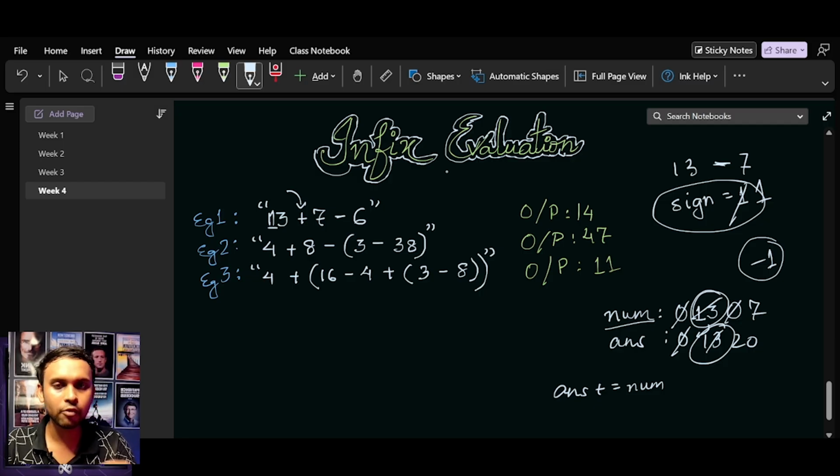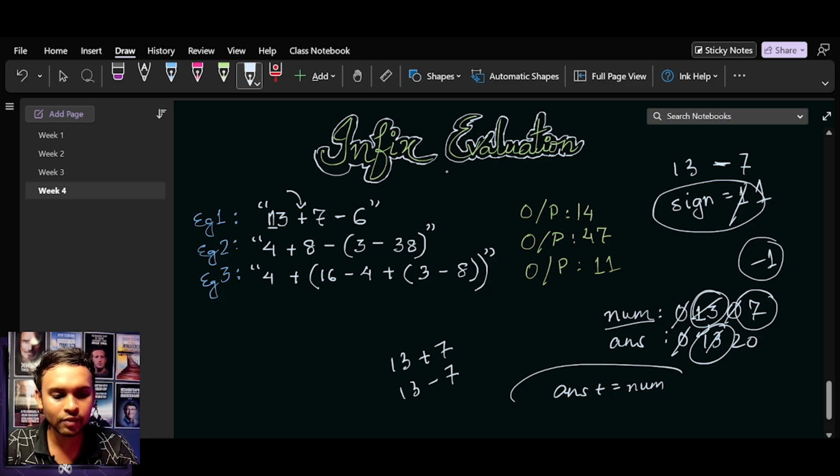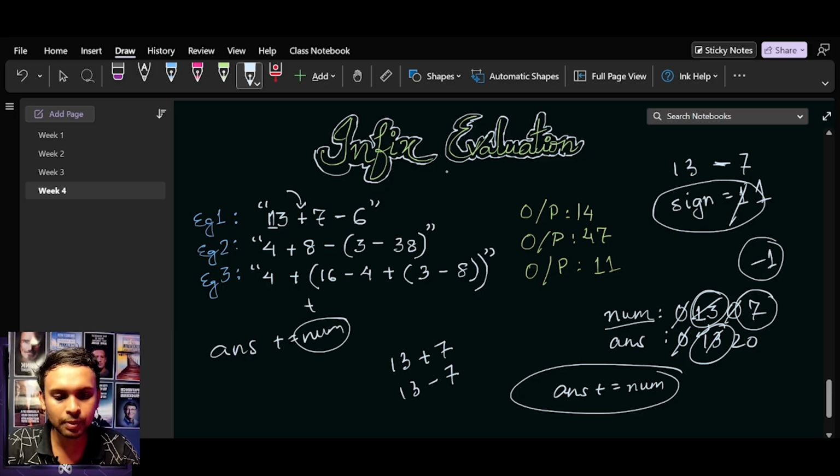If it is a plus, I will make it 1. If it is a minus, I will make it -1. Why? Because at the end of this, the num value was 7, and I need to either do 13 plus 7, or 13 minus 7. What I am saying is, I will use this formula only: answer plus equals num, and the value of num will either be plus 7 or minus 7. How can I do that?